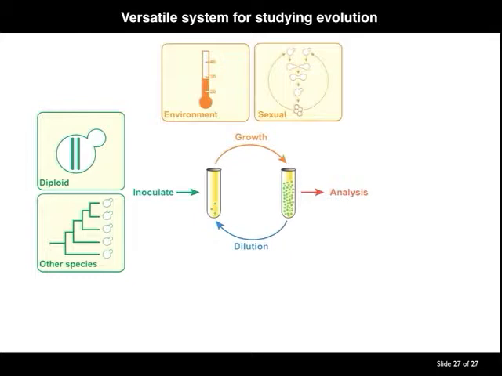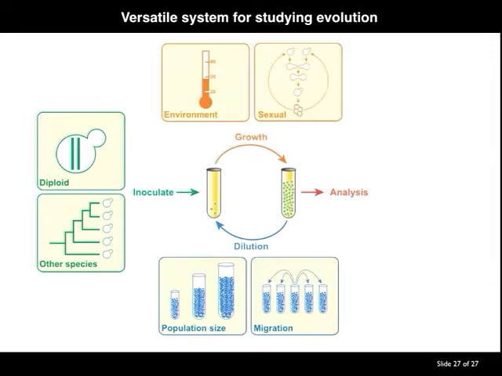We're tweaking environments so that we can do evolution in sexual populations. We're doing shifting and alternating environments. We could do the experiment where you ramp the incubator up 1 degree every 100 generations and ask, can evolution keep up with that change? We can change how the robot does the dilutions to introduce migration between populations or to vary fundamental parameters like population size.